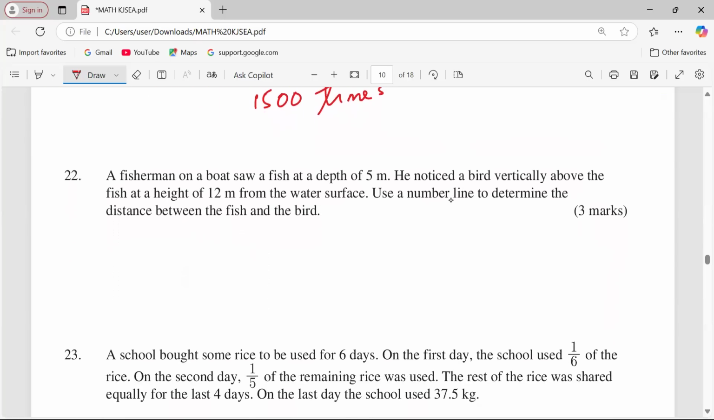Number 22. A fisherman on a boat saw a fish at a depth of 5 meters. He noticed a bird vertically above the fish at a height of 12 meters from the water surface. Use a number line to determine the distance between the fish and the bird. We're supposed to use a number line, so allow me to draw this way.